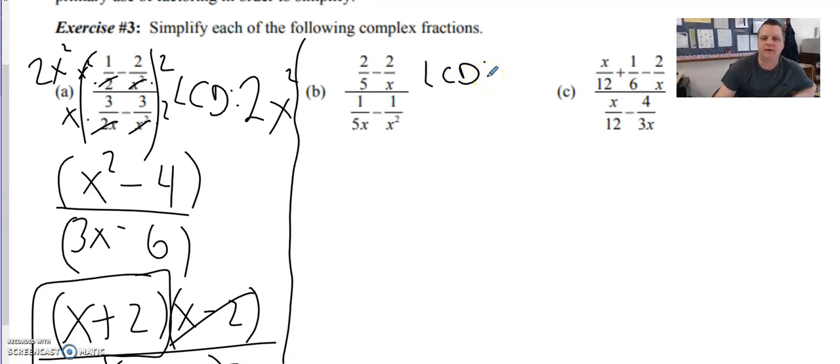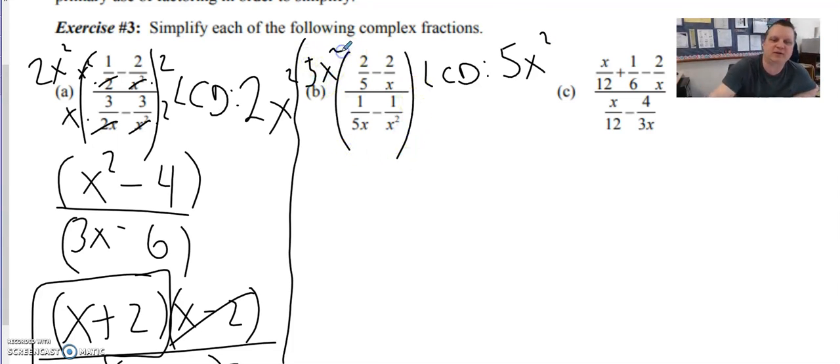LCD in letter B. You got the 5x squared. Hopefully you're getting the gist of it. Okay? So everything is multiplied by the 5x squared. 5 cancels with that, you're left with an x squared, 2x squared. X cancels with an x, you have a 5x. So 2x squared minus 10x.